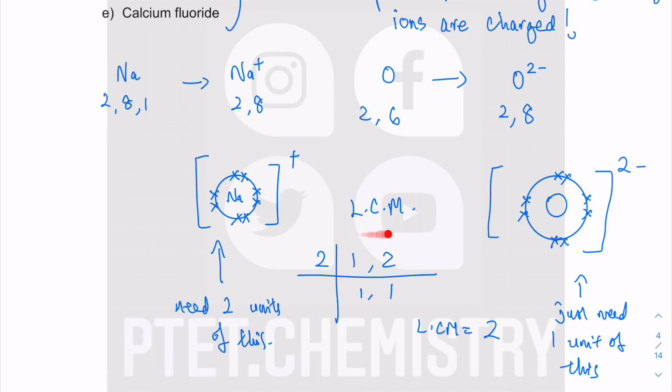So we did something called lowest common multiple. To balance out the charge, the lowest common multiple between plus 1 is just 1 and 2. Without caring about the charge, I just need a common factor for me to bring the charge to a common factor, such that I can cross out the charge, I can cancel out the charge.